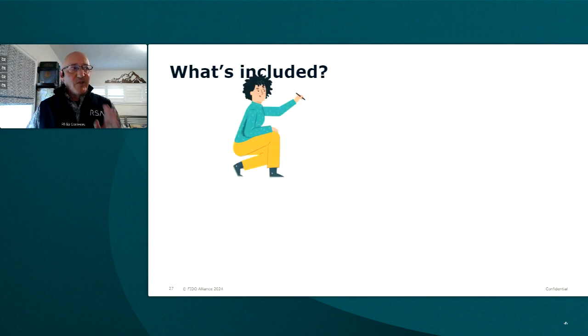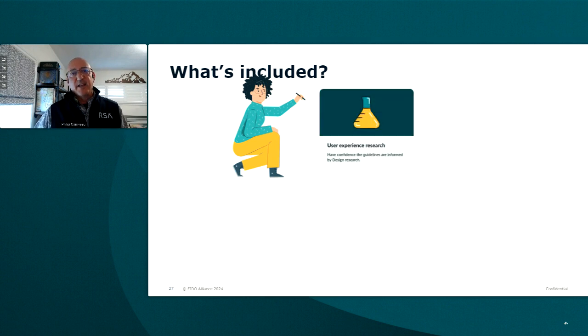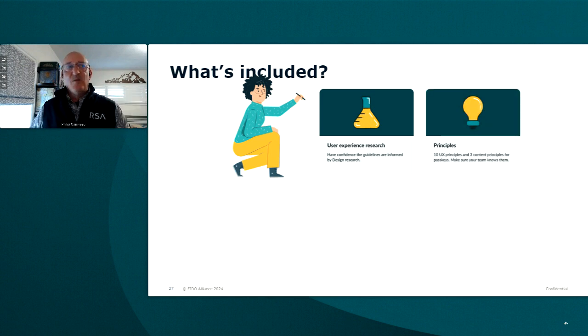What's included? What do you get? Well, from all of the work that we did in 2024, which is the 4th year that they're publishing guidelines, you actually get access to the raw user experience research. So you understand what research was conducted and that these weren't just fabricated out of the minds of the people that are actually in the working group. What else do you get? You get the 10 UX principles, right? And 3 content principles for how passkeys can be developed and shared.